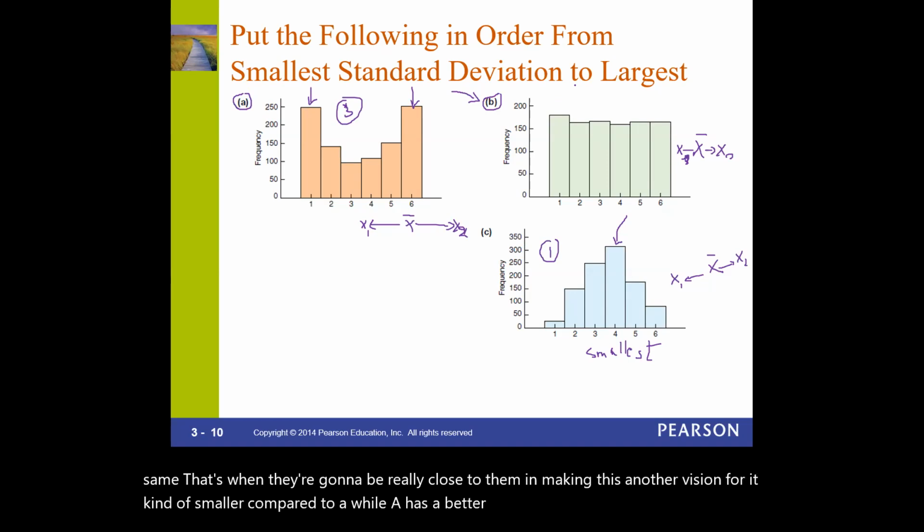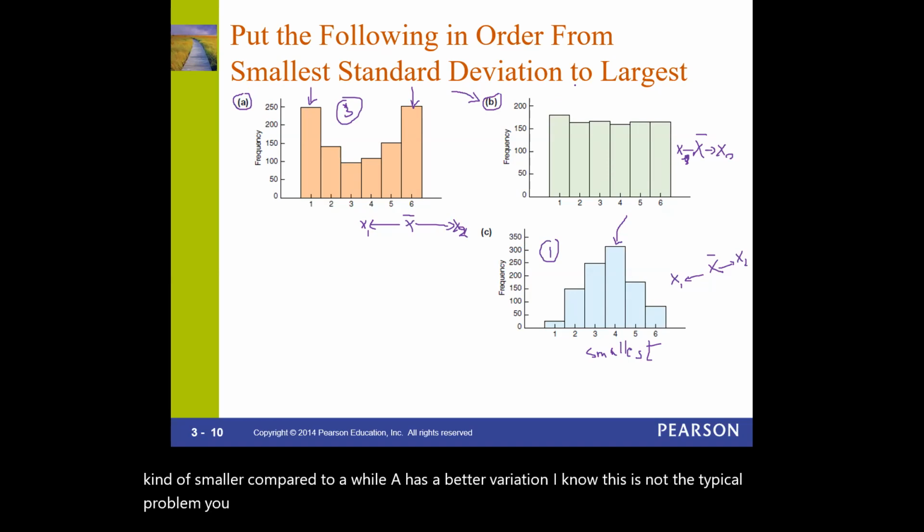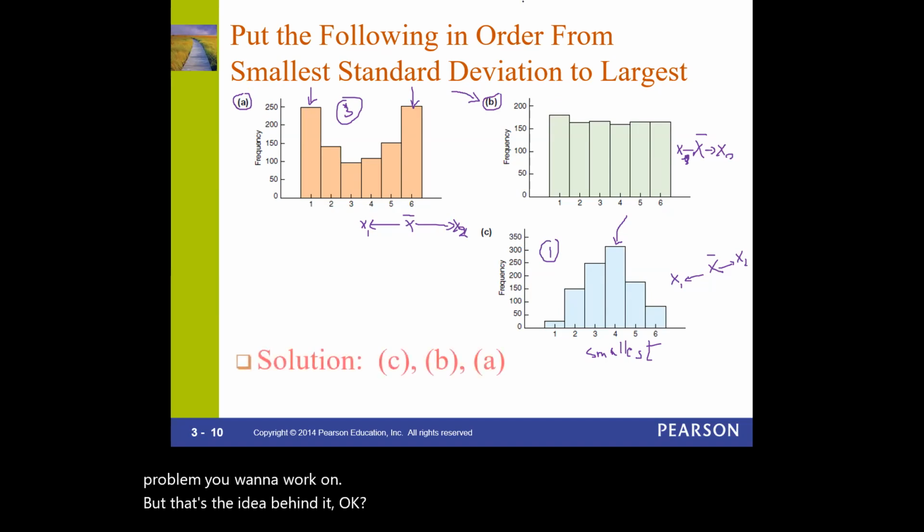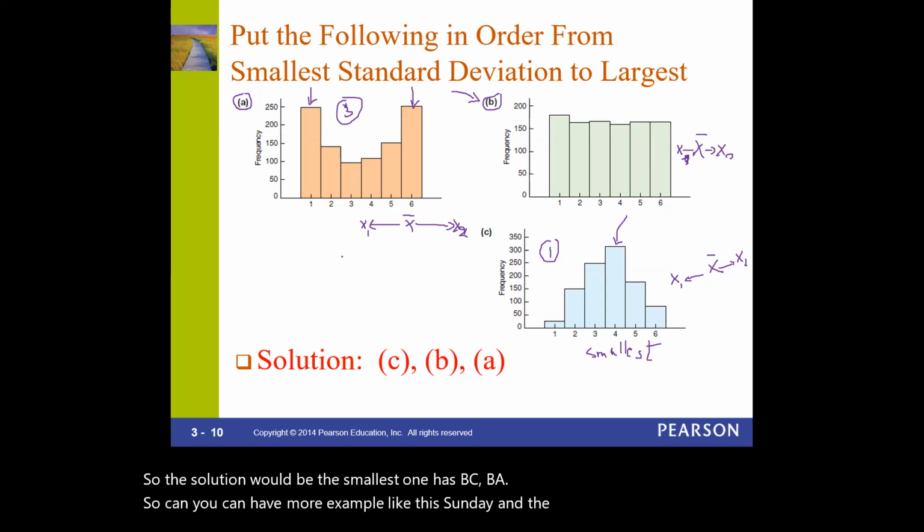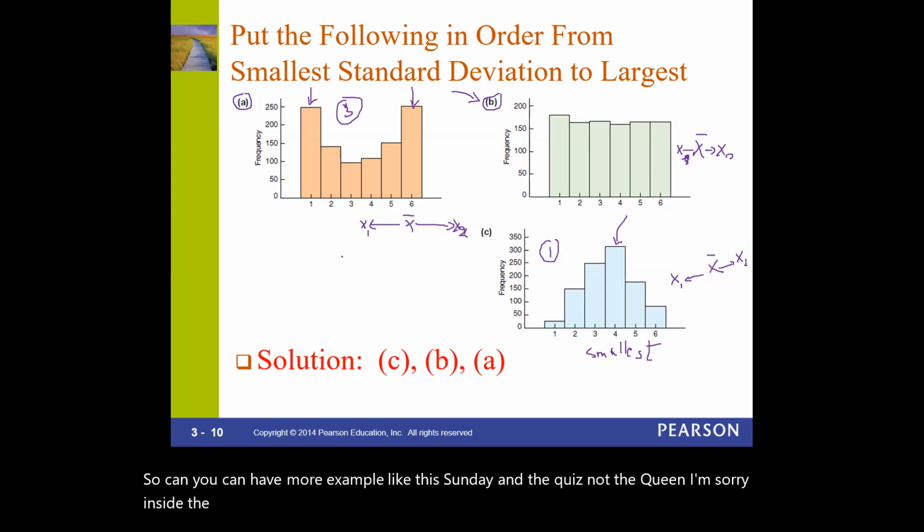I know this is not the typical problem we want to work on, but that's the idea behind it, okay? So the solution, from smallest to highest, will be C, B, A. You can have more examples like this in the homework section. Any questions about it?